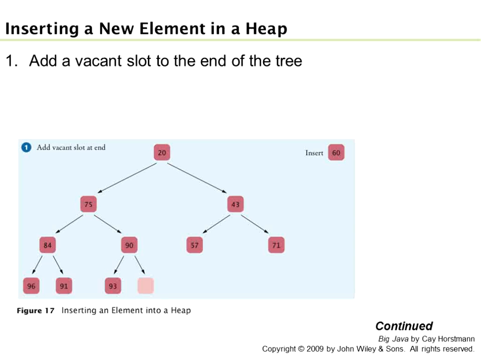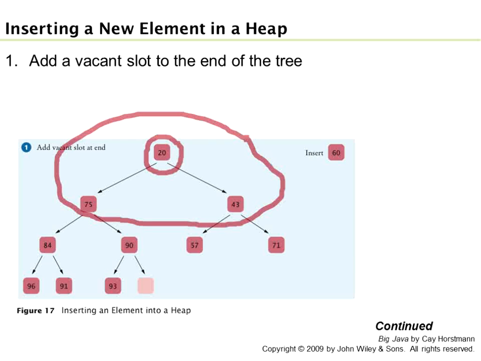See, this is the root, this is the smallest, 20. Now see, this is one tree. Here 20 is the smallest, the root value is the smallest. Now you see this subtree. Here the root value is 75. So it is the smallest, then 84 and 90. Isn't it? Yes.